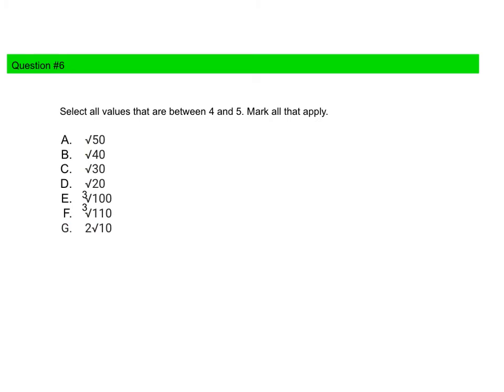Question number 6 says, select all values that are between 4 and 5. Mark all that apply. So starting with A, it says the square root of 50. Well, what is this closest to? This is closest to the square root of 49, which is 7. So this is around 7. Okay? It's a little bit more than 7, but here's the deal. It has to at least be 7. So is it going to be between 4 and 5? No. It's not going to be A.